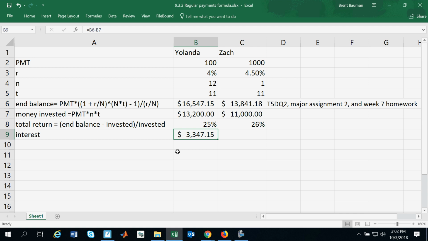Okay, so I hope that was helpful working through the savings plan formula. If you have any questions, let us know.